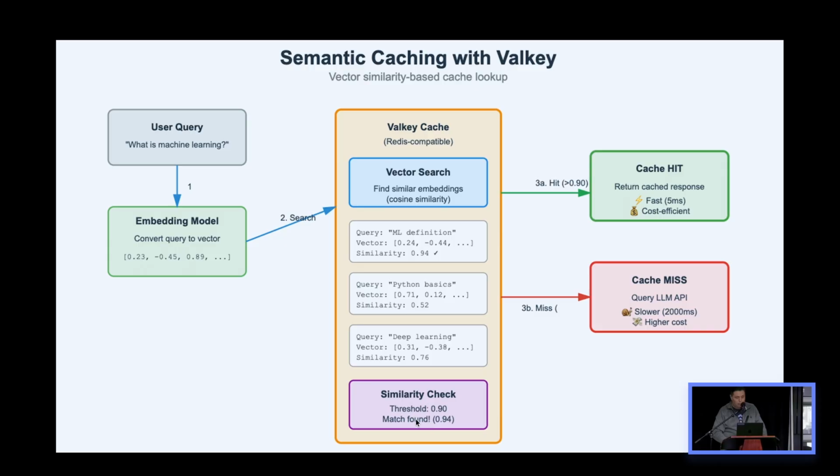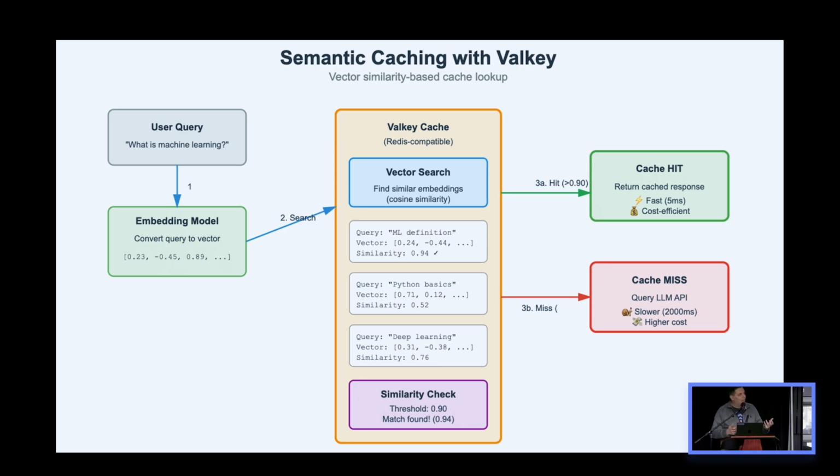And we specify a threshold of 0.90. And we find a match. ML definition is 0.94 similarity to machine learning. That's pretty good. So then we're going to check our cache, because we found the vector, but we want to avoid that call to the LLM, and we see, what do we have, a cached content?